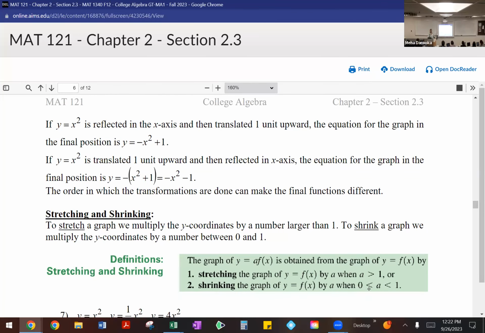Now what they are talking about here is the importance in the order you do the translations or the transformations. So they're saying, okay, what if we started with the x squared function, reflected it in the x-axis, and then moved it 1 unit up? The equation for the graph would then come out to be negative x squared plus 1. However, if we translated the graph 1 unit upward first and then created a reflection, your equation would come out looking different. So let's take a look at what those two graphs look like.